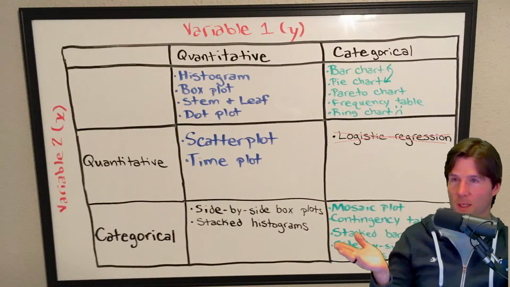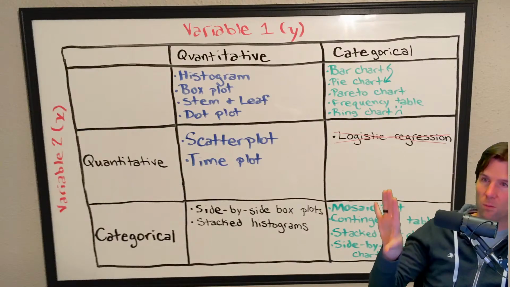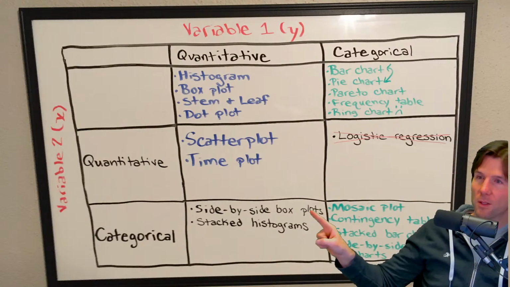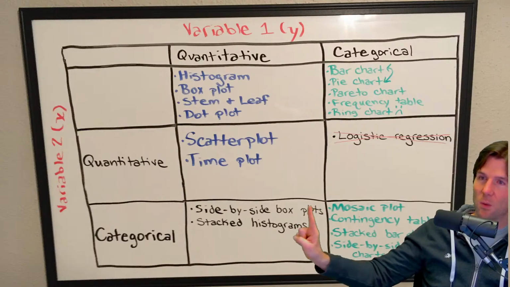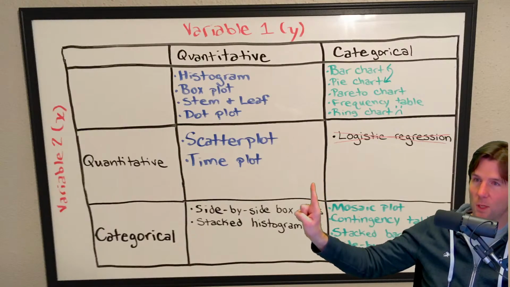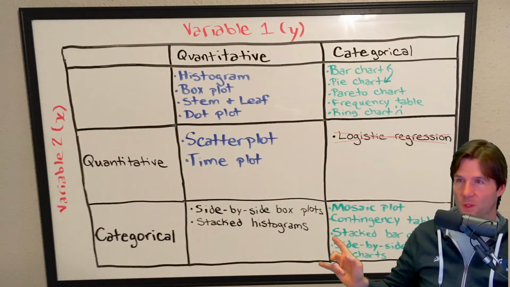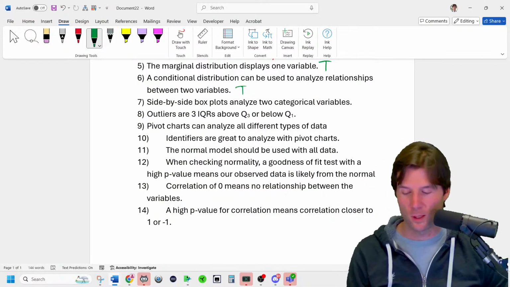Categorical is mosaic plot, contingency table. So this is the bivariate categorical. There's side-by-side box plots under cat-quant. You have to trace up to the quant and over to the cat. So it's a categorical X and a quantitative Y.